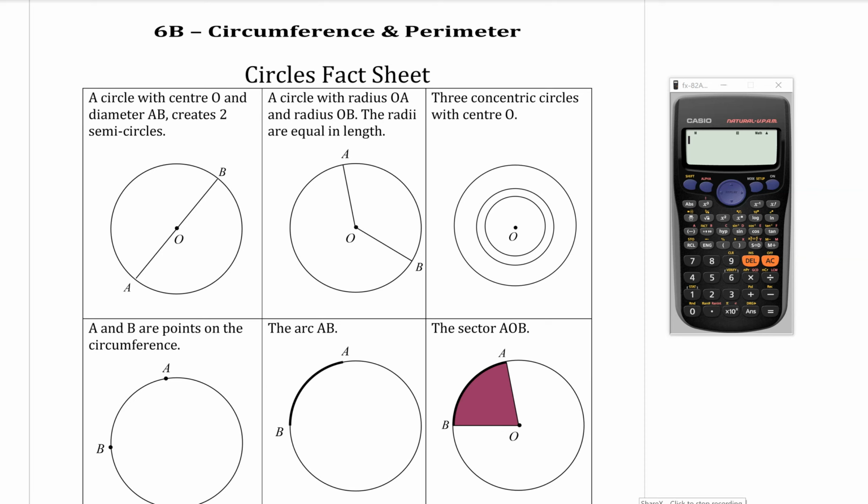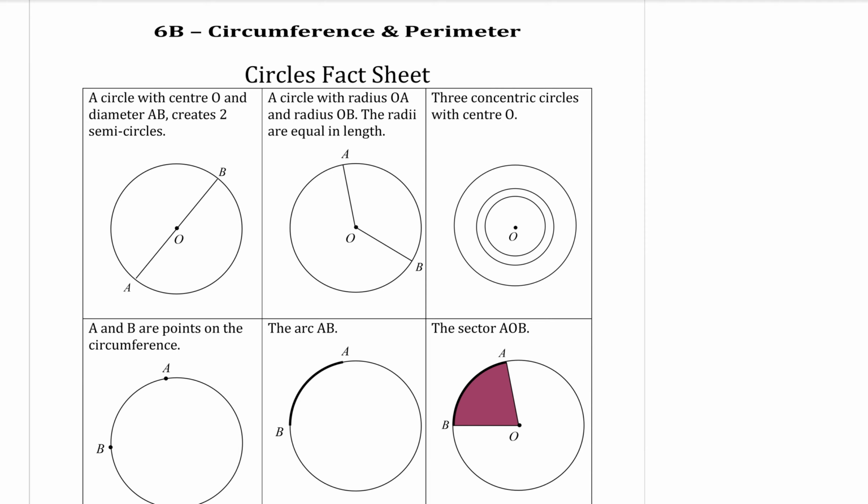Today we are doing circumference and perimeter. Circumference is really just a fancy way of saying finding the perimeter of a circle. So that's all it is. Circumference equals perimeter when you're talking about a circle. Now this first diagram here is a bunch of different names that you need to know about circles.